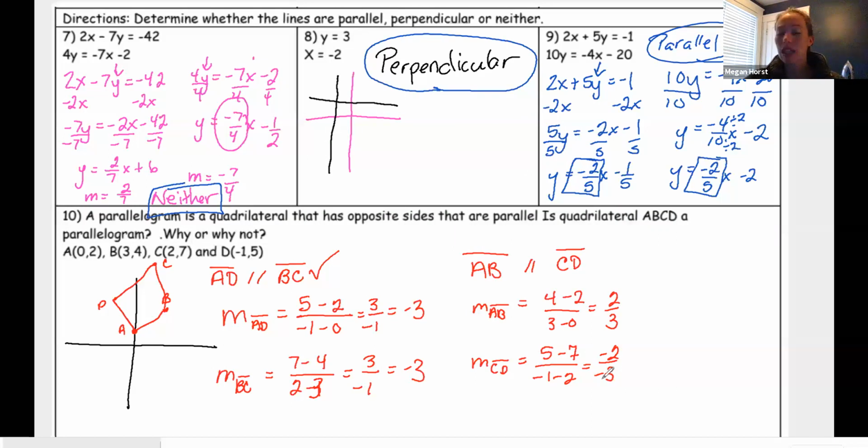So again, at first glance, it looks like they're not parallel because they're not the same. But remember, a negative divided by negative equals a positive. So these are parallel. So since my opposite sides of this parallelogram are all parallel, we can say that ABCD is a parallelogram. Yay.